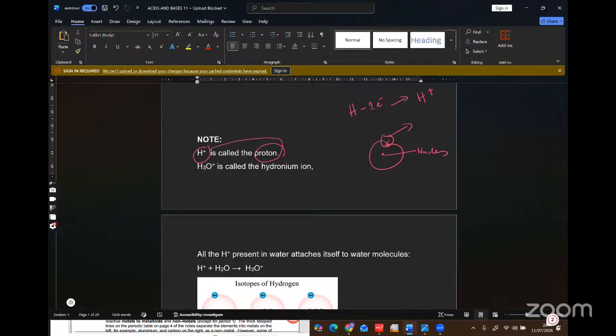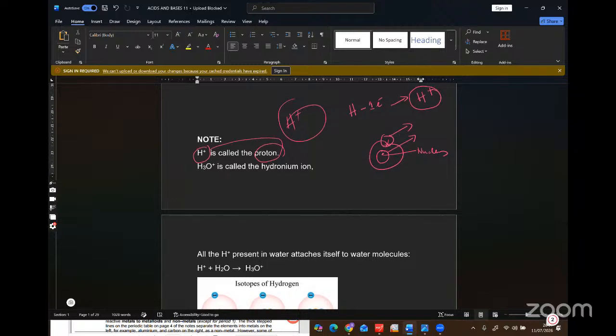So if you lose one electron, effectively you'll be left with only the nucleus. And since the nucleus of the most abundant form of hydrogen contains a proton, only a proton, we often refer to this as a proton. So when you hear H+ is a proton, you don't get confused. You don't ask yourself, how come? Because the protons are in the nucleus.